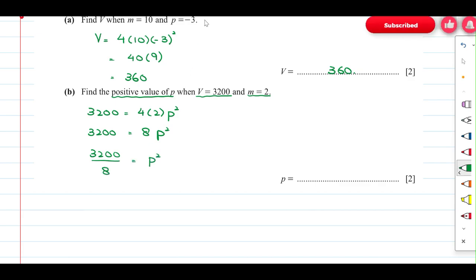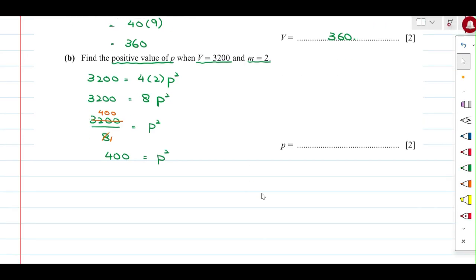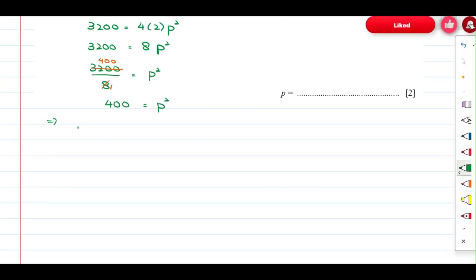square. Now 8 times 1 is 8, 8 times 4 is 32 with double zero. Now we have 400 is p square. We need to solve for the positive value of p, right? Now we have p square is equals to 400.